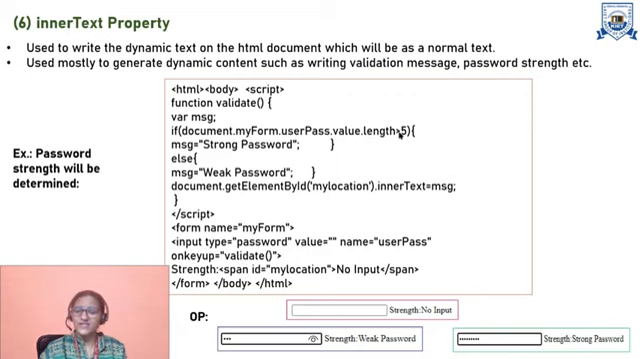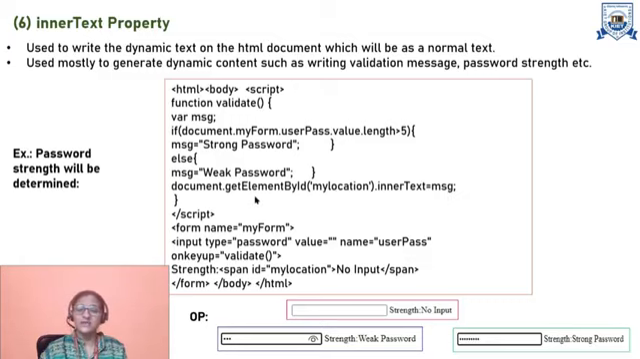That will be strong password. Else means if its length is not greater than 5, it is equal to 5 or below 5. In that case, it will store the message weak password inside this MSG variable. And finally, document.getElementById("mylocation").innerText equals MSG.